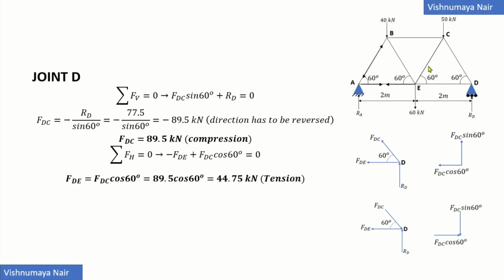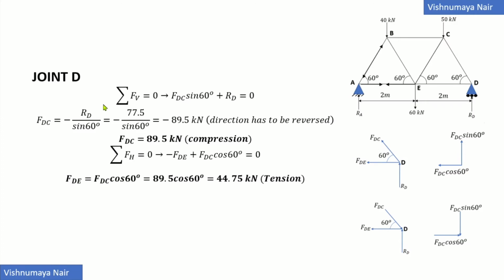Let's now analyze the joint D. At joint D, we have a reaction force RD and two forces FDE and FDC from the members DE and DC. Let's initially assume the directions of FDE and FDC as going away from the joint like this. Before considering the equilibrium of the forces at the joint D, we will have to resolve this force FDC into its horizontal and vertical components. So the horizontal component will be FDC cos 60 and it will be acting in the left direction. And the vertical component is FDC sin 60 acting in the upward direction.